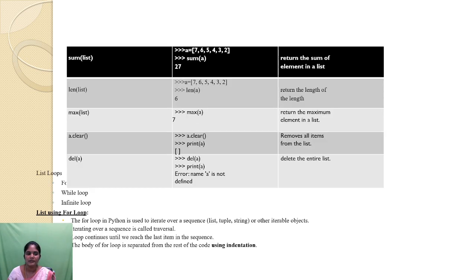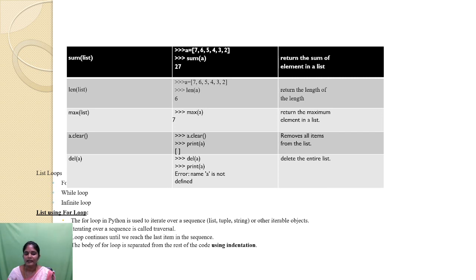Likewise, I have given the copy list. Next one, sum. Sum performs the addition operation. The number of elements in the list will be added one by one and produce the output as 27.